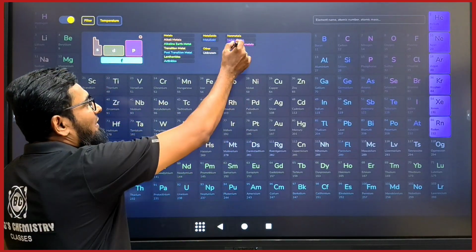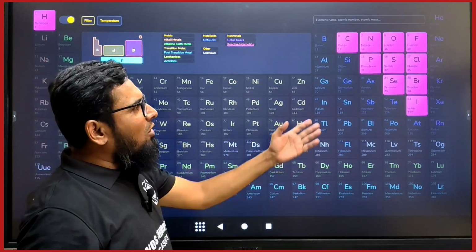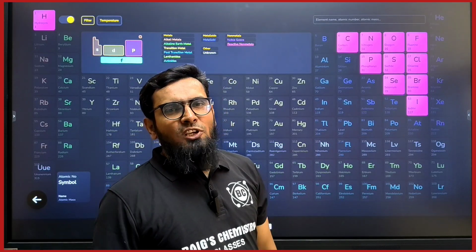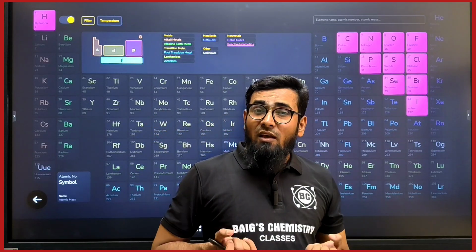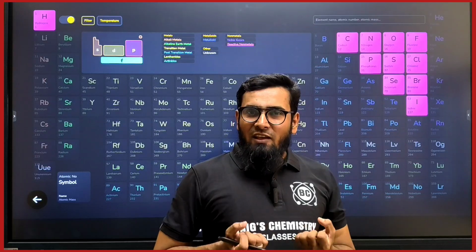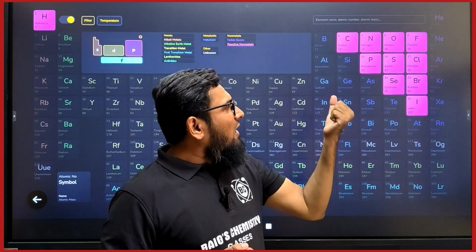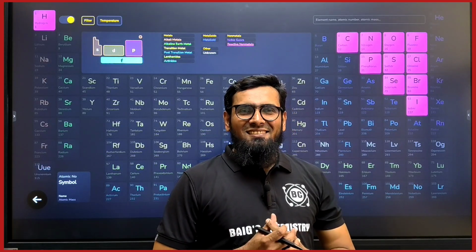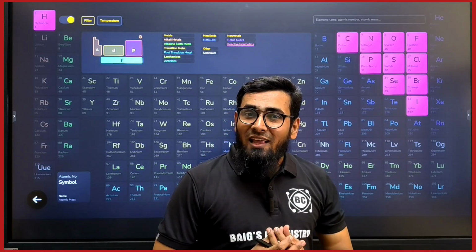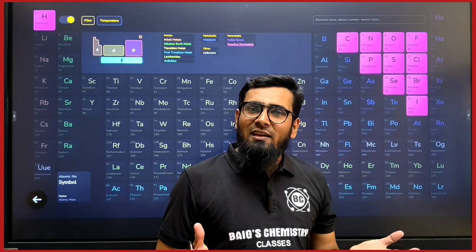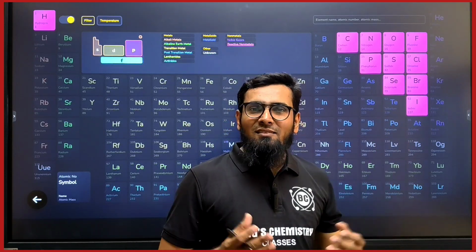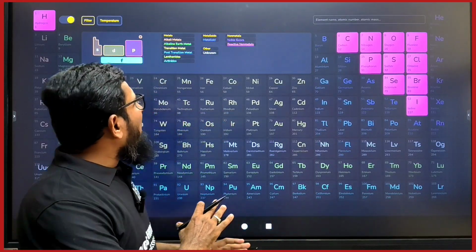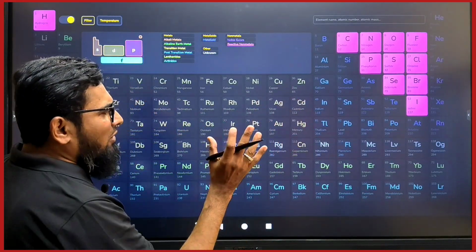Is that clear? Then what are reactive nonmetals? Reactive nonmetals are the nonmetals which readily participate in reactions. Generally, nonmetals have the ability to gain electrons. They gain electrons very quickly and form negatively charged ions, which are called anions. Positively charged ions are called cations. So nonmetals will form anions, and metals will form cations. Students, like this, many important points are contained in the periodic table.